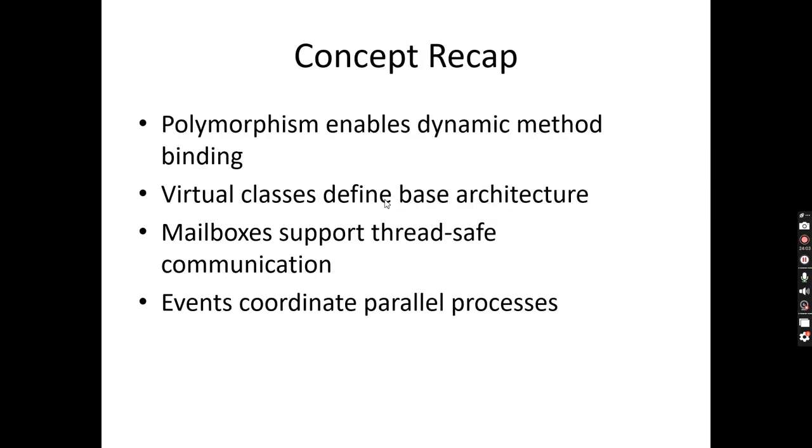Now we will go to the recap. Polymorphism enables dynamic method binding. Virtual classes define the base architecture. What classes are we using? They will define the architecture. First of all, every class like driver or monitor or scoreboard will be a virtual class only. After that, we will extend the class and provide our own logic.